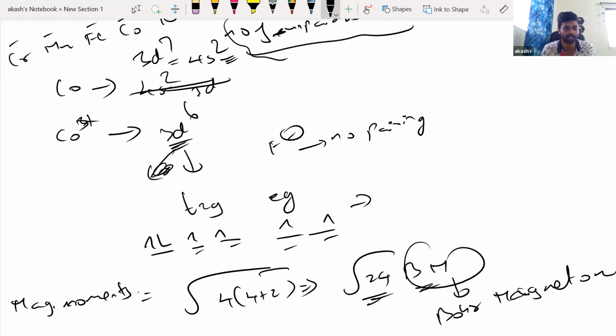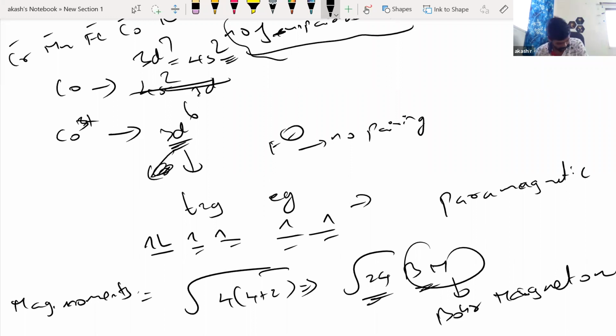This is how you answer the questions. If weak field ligands are there, don't go for pairing. If strong field ligands are there, then go for pairing. As simple as that. I can also ask you about the magnetic behavior in this question. Obviously it is going to be paramagnetic because it has unpaired electrons. For substances to be paramagnetic, we need unpaired electrons. If all the electrons are paired, then we have diamagnetic species.